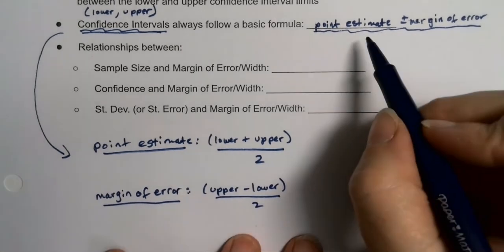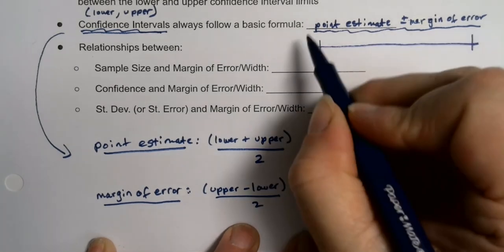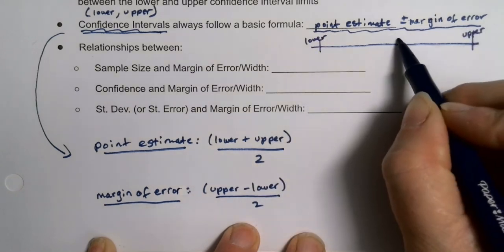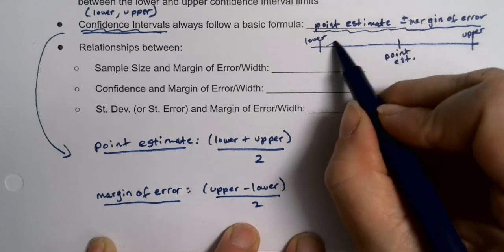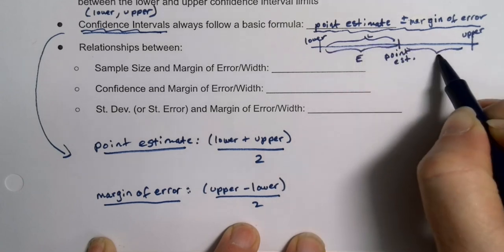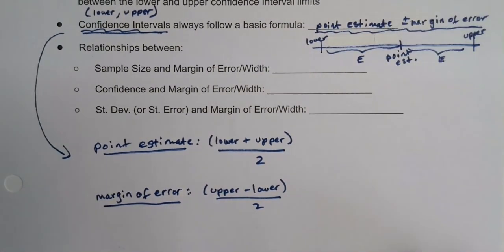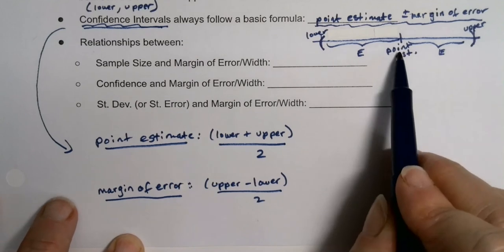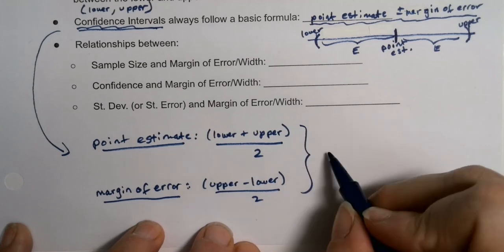That comes from the fact that a confidence interval is lower here, upper here, point estimate in the middle, right? That's the error here. I should have gone lower. Sorry. That's the error, and that's the error, right? If that picture is true, then that's how you can figure this out. You got your lower here, your upper here, point estimate in the center right here. Error is that distance.